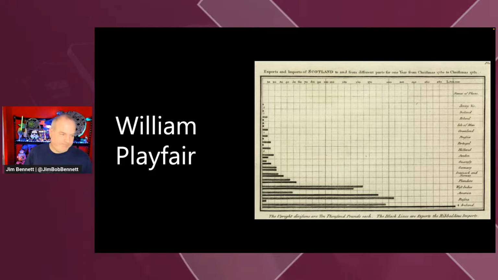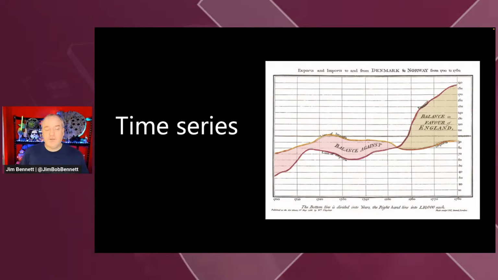William went on to create time series charts. And so a time series chart is when you have time across the bottom and a number up the side, and you kind of plot the change in data over time. So here is imports and exports from England to Denmark and Norway. And we can see from 1700 to about 1753, there was more imports than exports. And then when we hit 1753, it flipped, and England was having more exports to Denmark and Norway than imports. You kind of watch it grow over time. Really great way to visualize a huge amount of data.